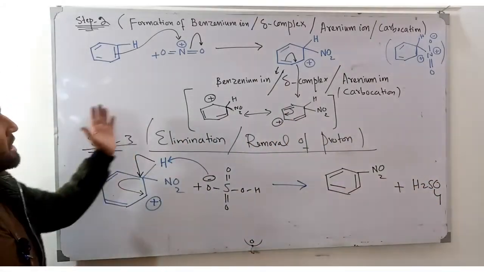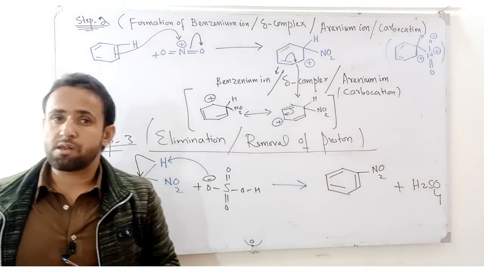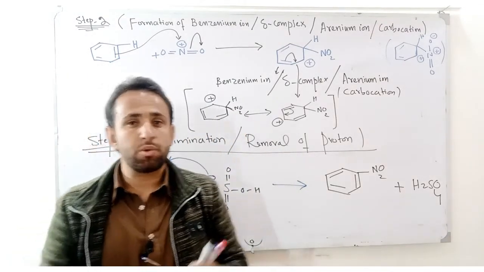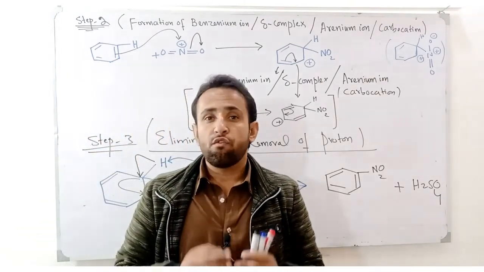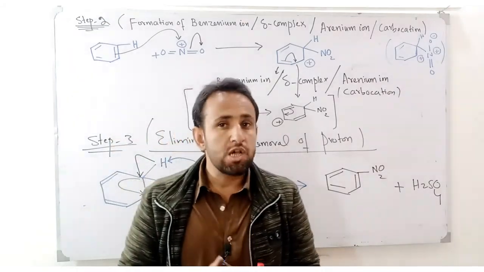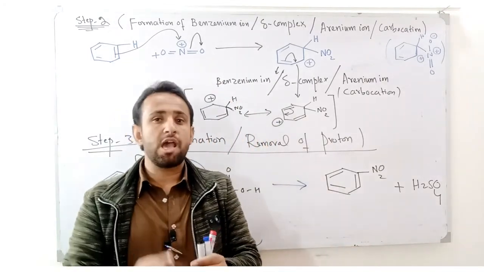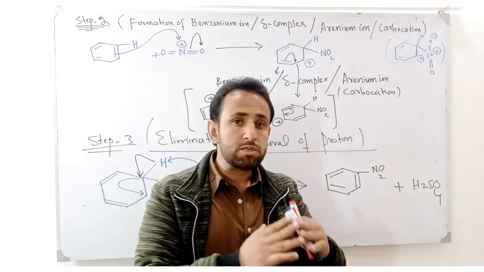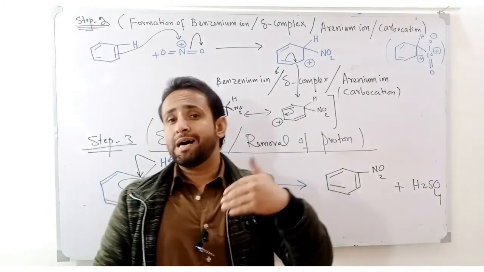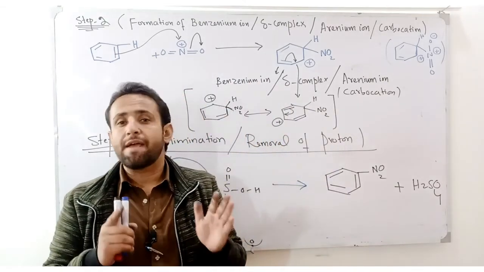So this is all about the mechanism of nitration, which is very simple. Now I want to review the whole class. What we read in today's lecture: we read about simple nitration. Simple nitration means we replace one of the hydrogen atoms of the benzene with a nitro group. We use a catalyst, that is concentrated sulfuric acid. We discussed the reason why we used concentrated sulfuric acid in this reaction.